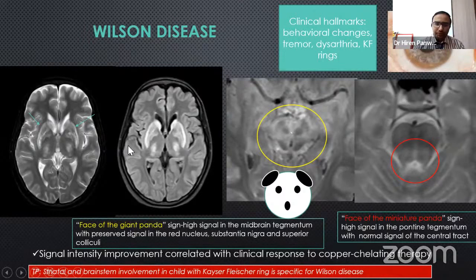So when you see this kind of imaging findings with a history of Kayser-Fleischer rings and a history suggestive of tremor or behavioral changes and dysarthria, you can give the possibility and order appropriate investigations, and we can make a diagnosis of Wilson disease.